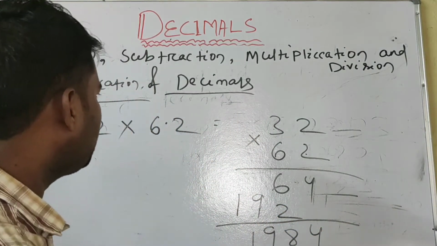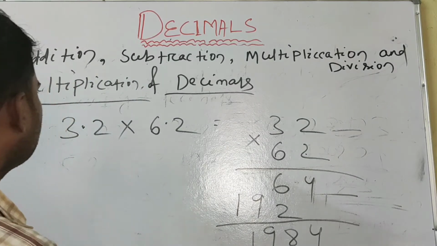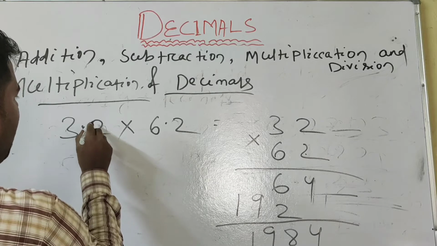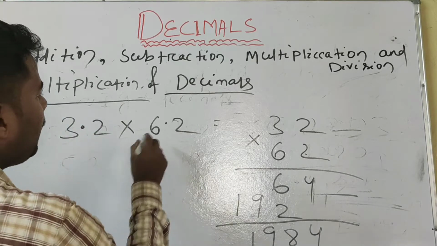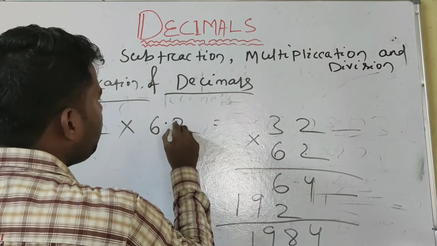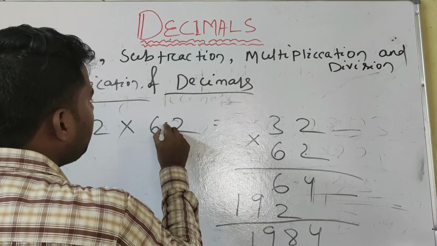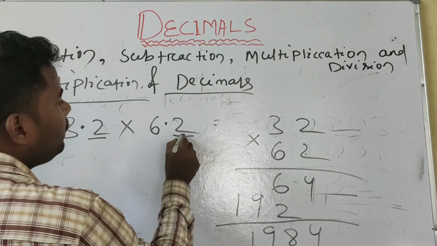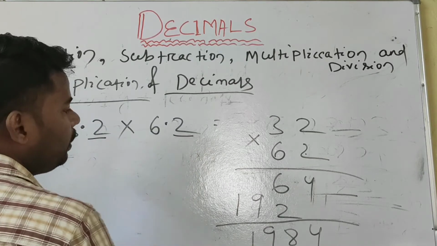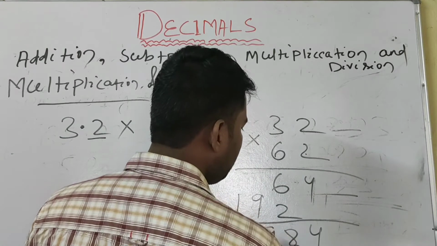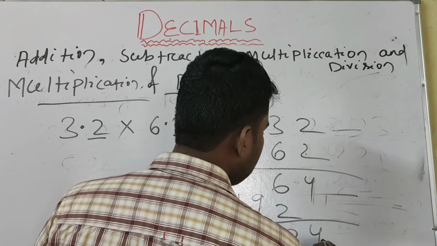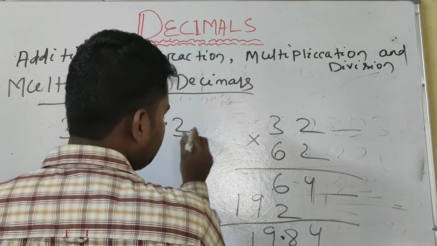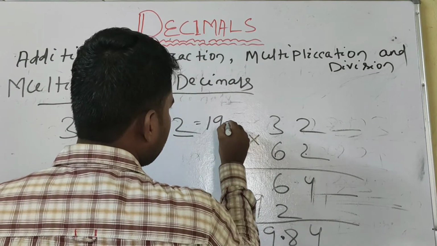And where do we put the decimal point? First count in the given numbers. The first one, from the right side, after 1 digit the decimal point is present, and the second one also, from the right side, after 1 digit the decimal point is present. That means this one has 1 digit after the decimal point, this one has 1 digit after the decimal point. So total 2 digits. So in the result we count from the right side, after 2 digits we will put the decimal point. Okay, and this one is the result.